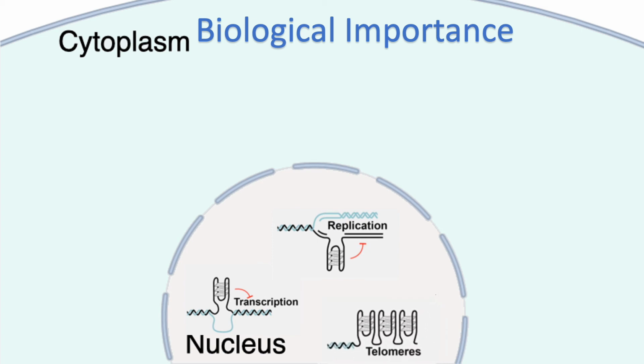G4 structures can also control the length of the telomeres in the chromosome. Chromosome lengths are known to play important roles in aging. And finally, G4 structures also regulate how much protein is being synthesized in the cell.